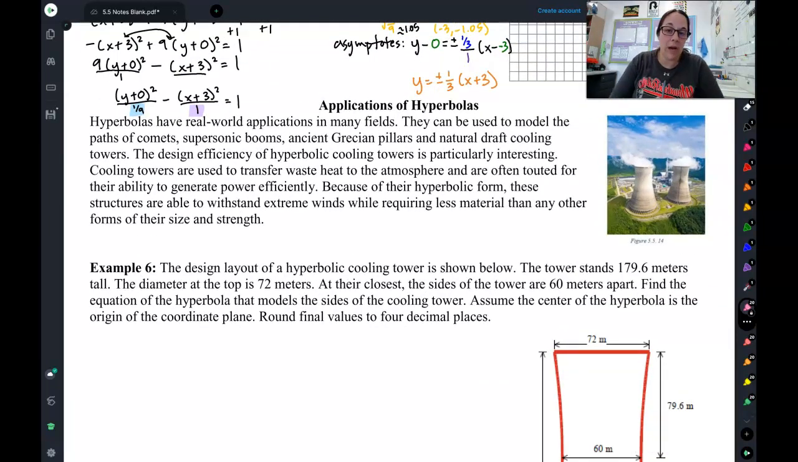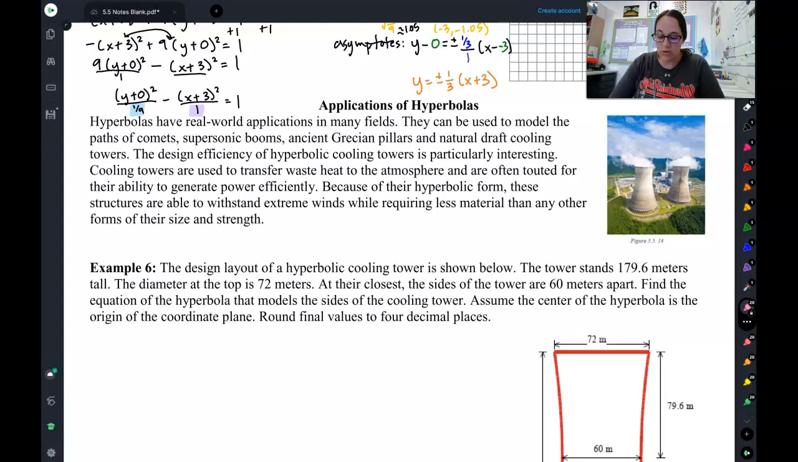Hyperbolas have real-world applications in a lot of fields. Hyperbolas can be used to model paths of comets. They can be used to map supersonic booms, ancient Grecian pillars, and natural draft cooling towers. That's actually the one we're going to be looking at in our story problem. The design efficiency of hyperbolic cooling towers is particularly interesting.